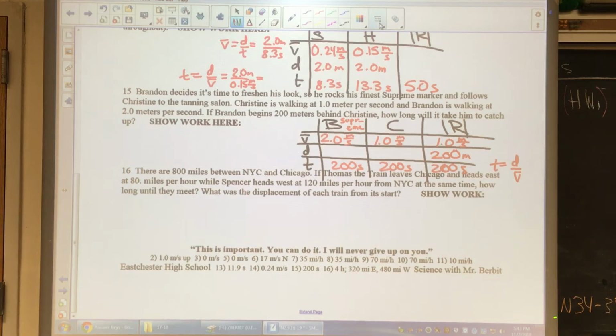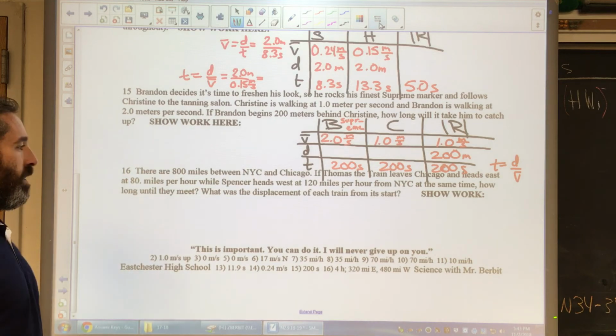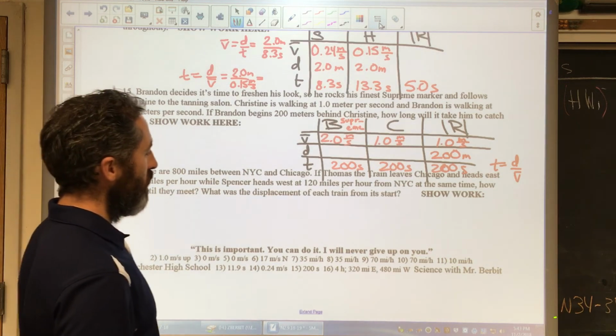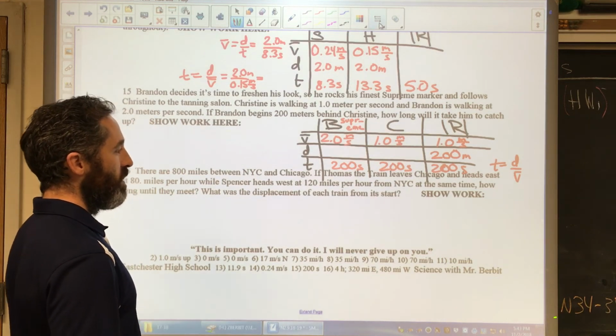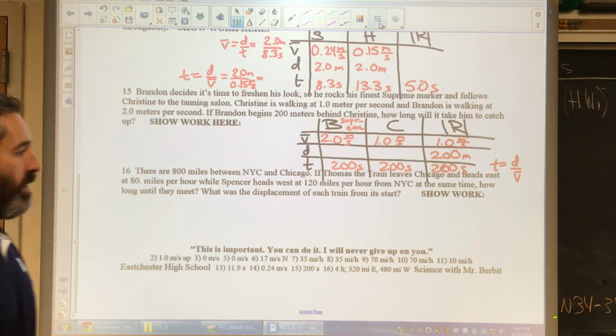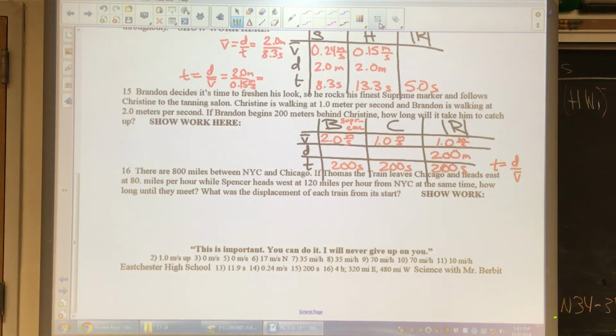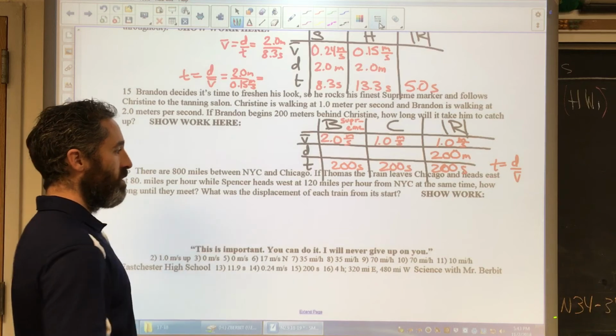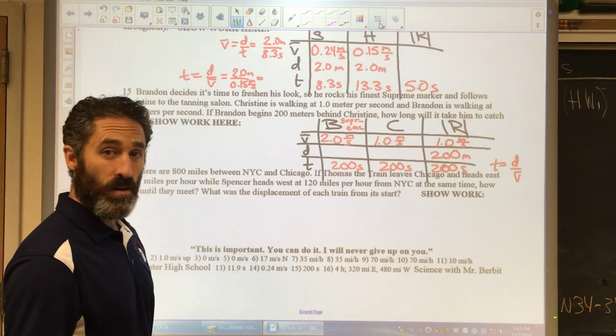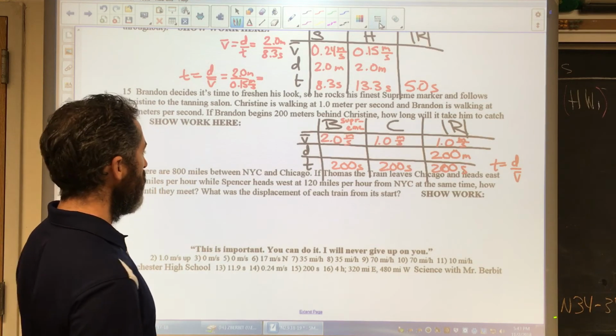800-mile separation. One in New York City, one in Chicago. Thomas the train leaves Chicago, heads east toward New York at 80 miles per hour. Speedy Spencer the train starts out in New York City and heads west at 120 miles per hour. How long until they meet? Also, what's the displacement of each train from its start? Ooh, okay, we got some questions here.